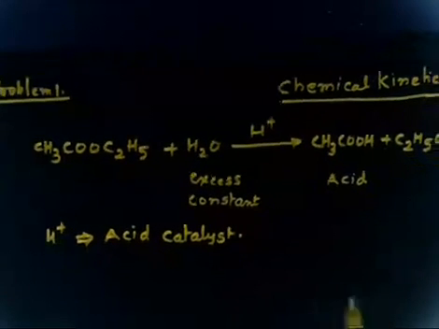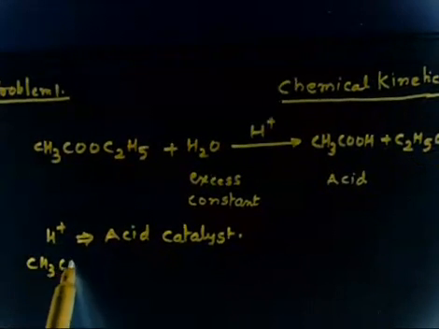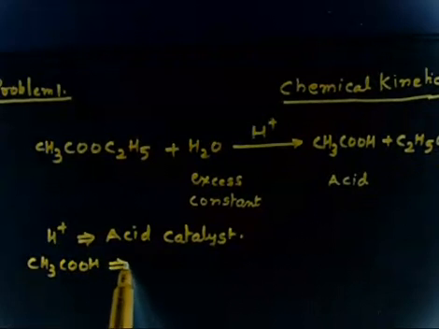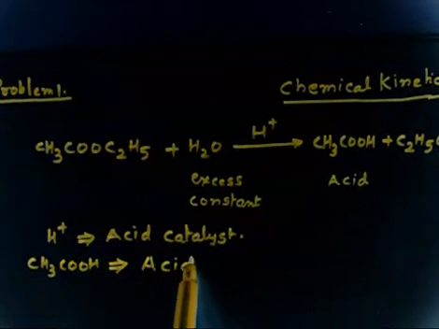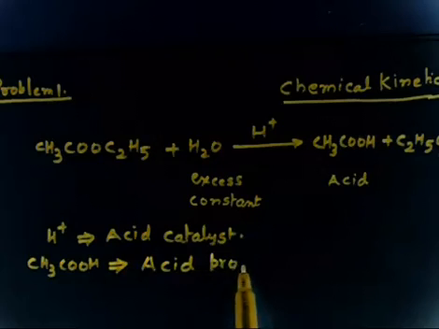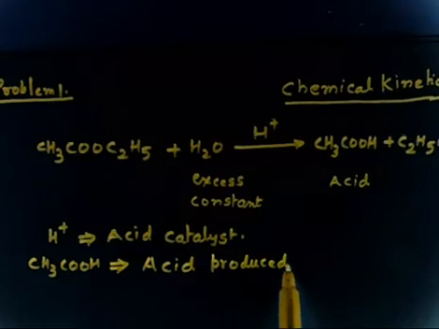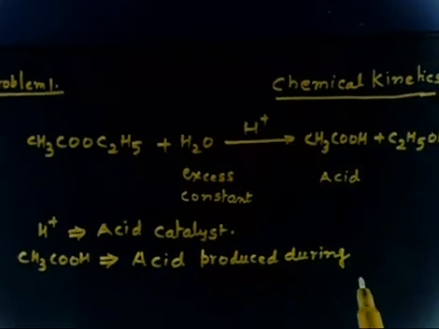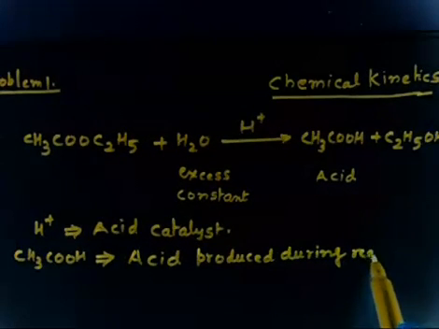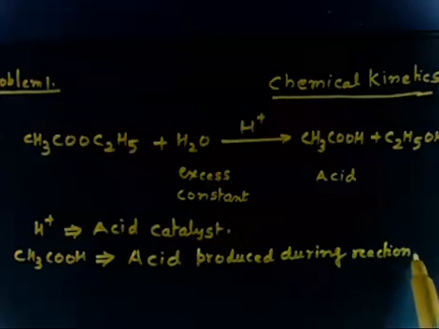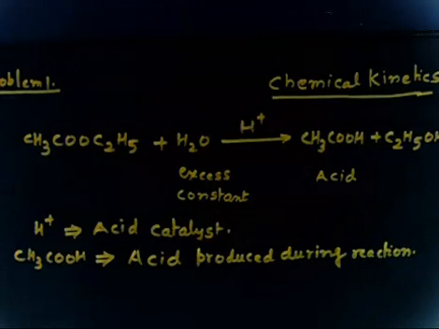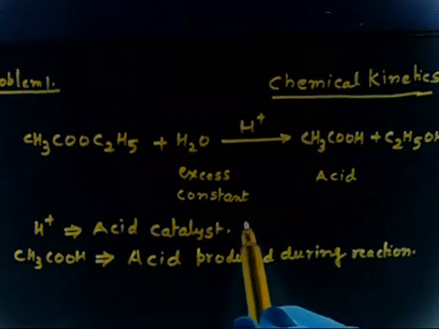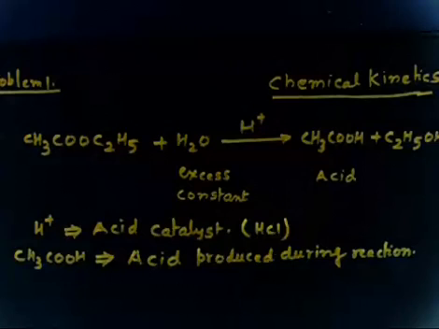Are you getting? Now acetic acid CH3COOH, this is again an acid, and this is the acid that is produced during the reaction. So this is the acid that is produced during the reaction. Are you able to get or not? Okay, good. So now generally this H plus acid catalyst is taken as HCl. So HCl is used as an acid catalyst.